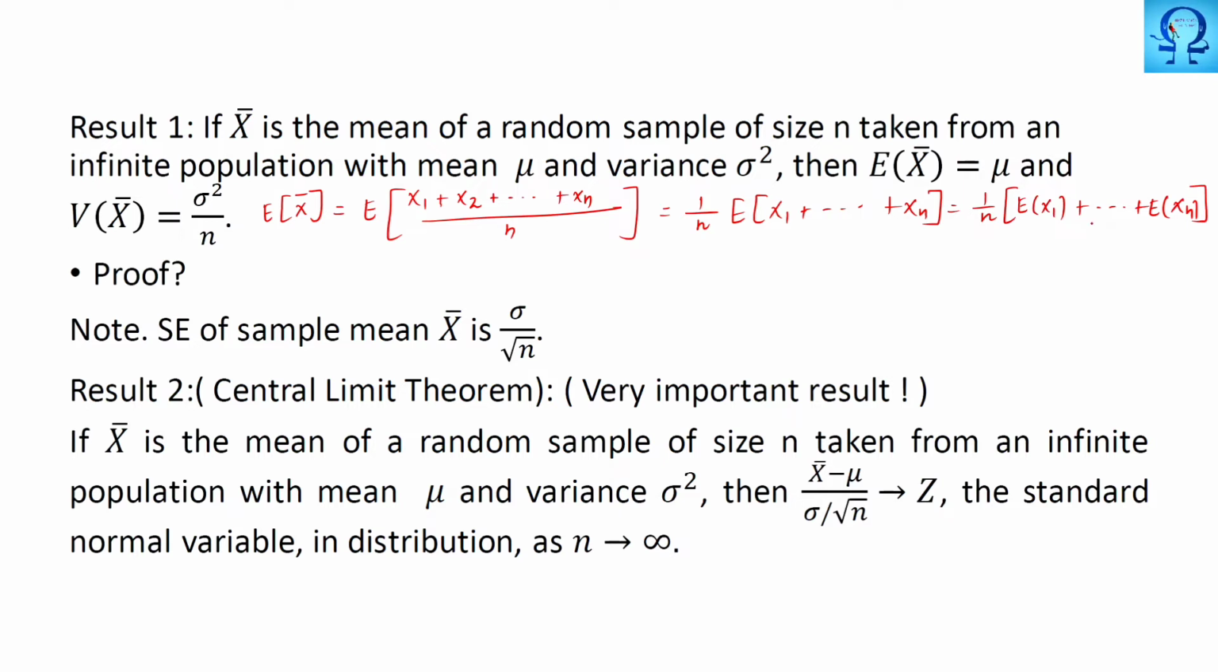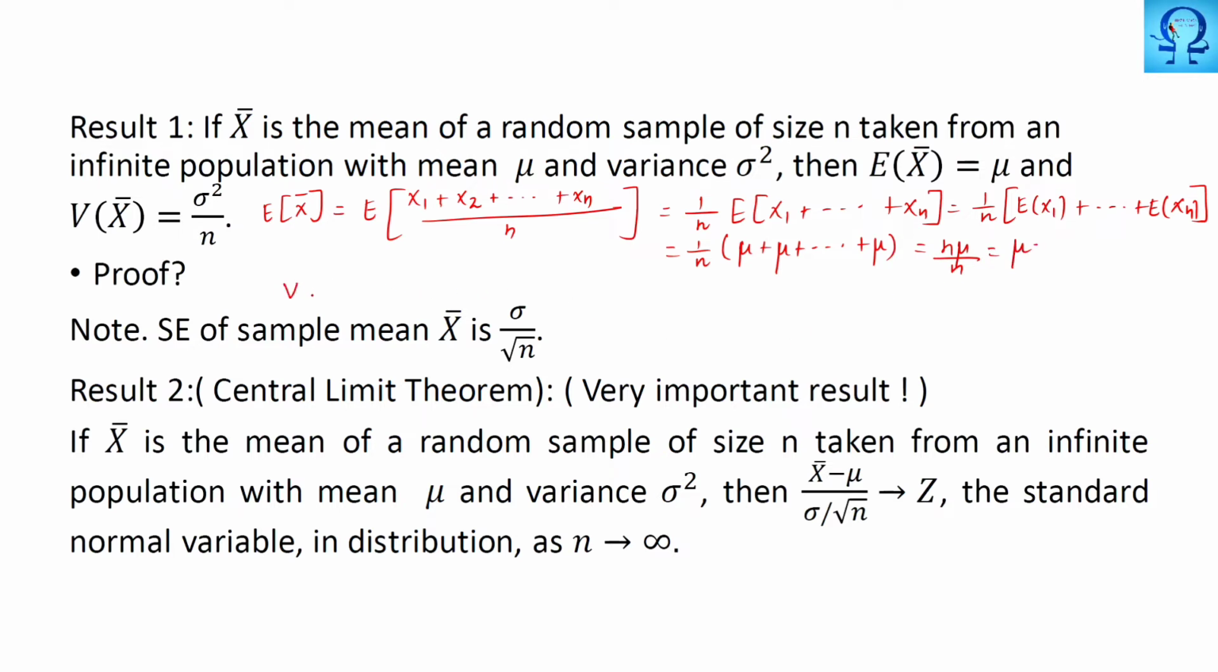Now each of these random variables is taken from the population with mean mu and variance sigma square. So it is 1 upon n times mu till mu for n times. So it is n mu upon n, which is mu.